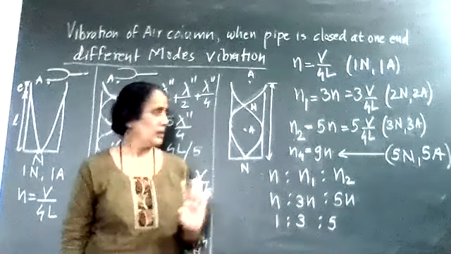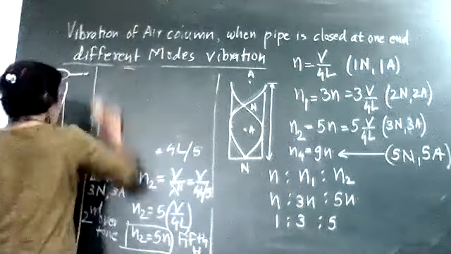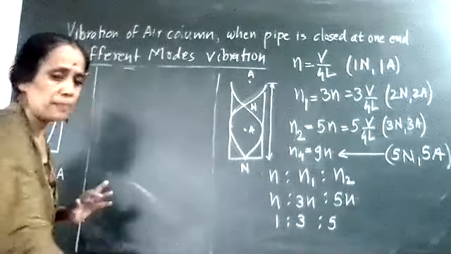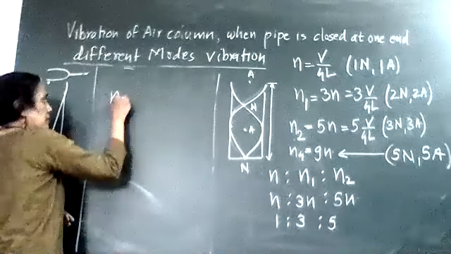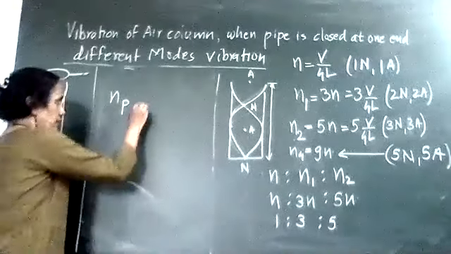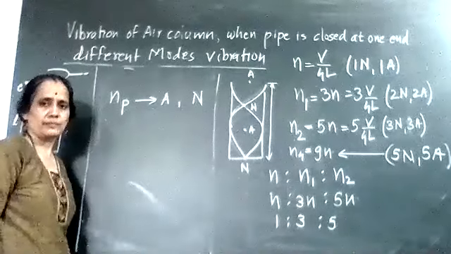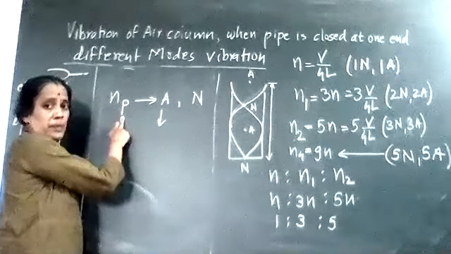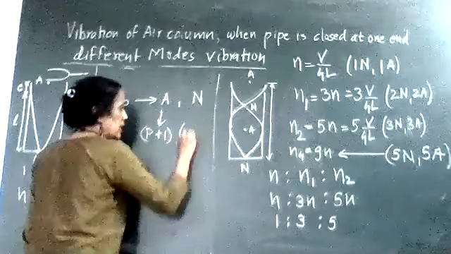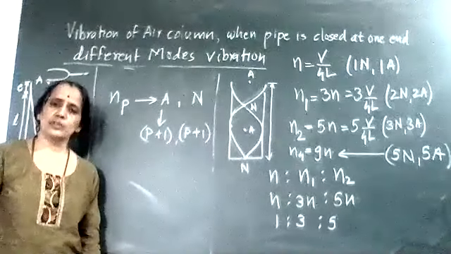Are you getting? Okay, suppose now I am going to ask a general question. When the pipe is closed at one end, the air column is vibrating with the pth overtone frequency, then how many nodes and how many antinodes will be formed? What is the overtone number? P. Add 1 to it. Meaning how many antinodes will be formed? P plus 1. How many nodes will be formed? Same, P plus 1. So this is my general expression.